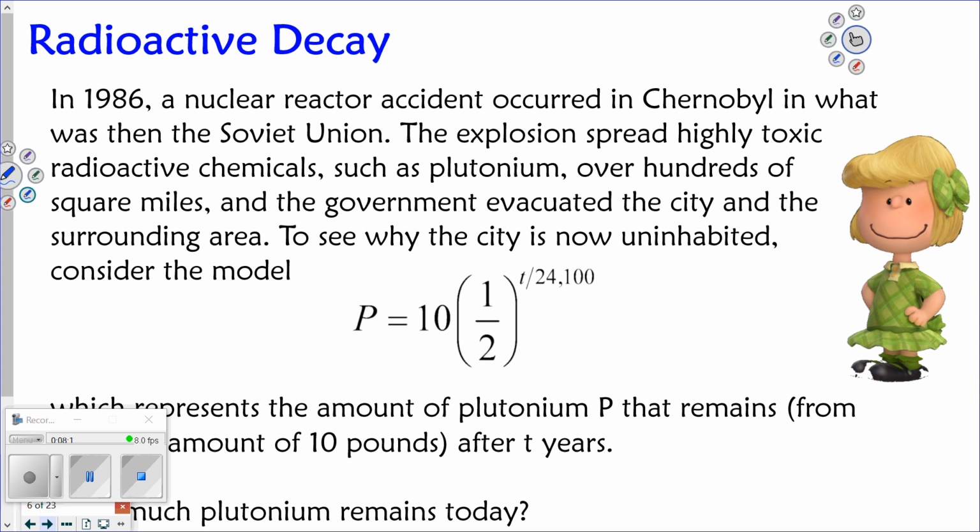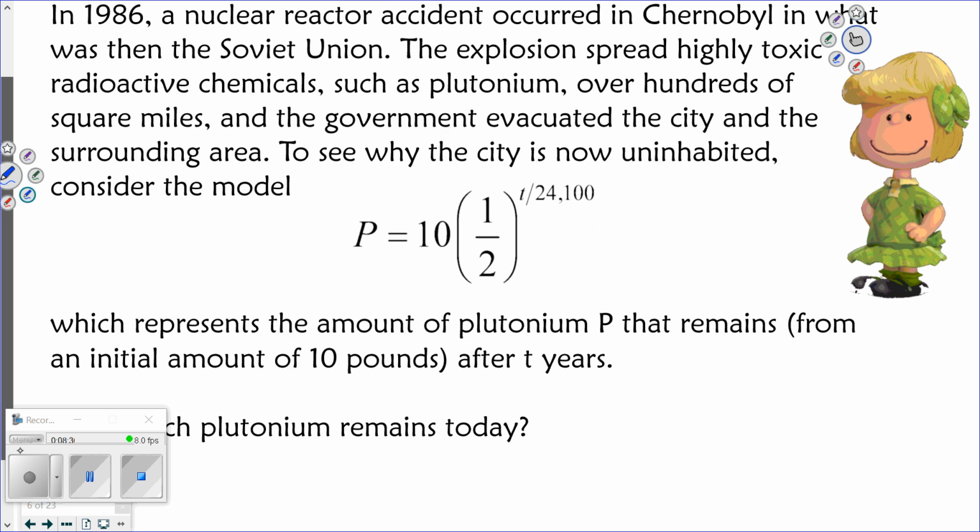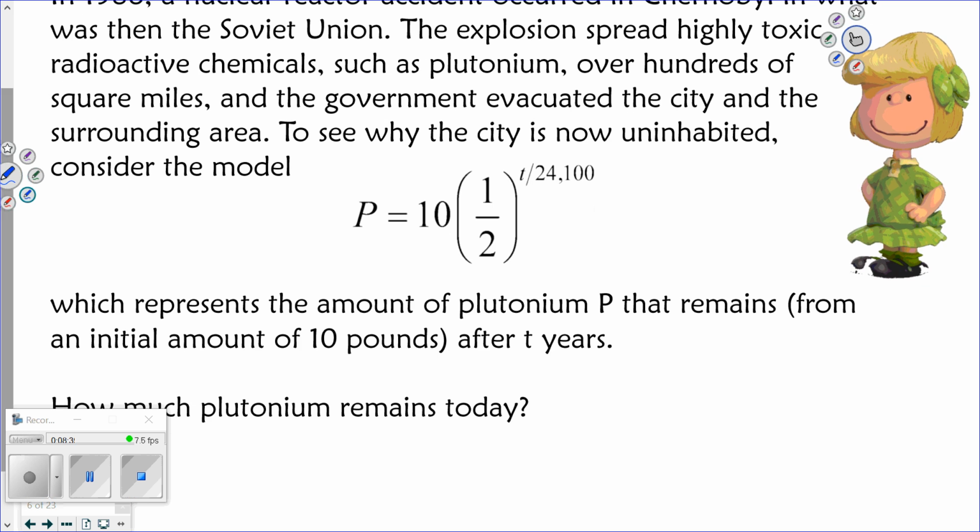So in 1986, a nuclear reactor accident occurred in Chernobyl, what was then the Soviet Union. The explosion spread highly toxic radioactive chemicals such as plutonium over hundreds of square miles, and the government evacuated the city and the surrounding area. To see why the city is now uninhabited, we're going to consider this model, which represents the amount of plutonium that remains from an initial amount of 10 pounds after T years. How much plutonium still remains there today? So this formula talks about the half-life of chemicals, if you guys have learned any of that in your science classes.